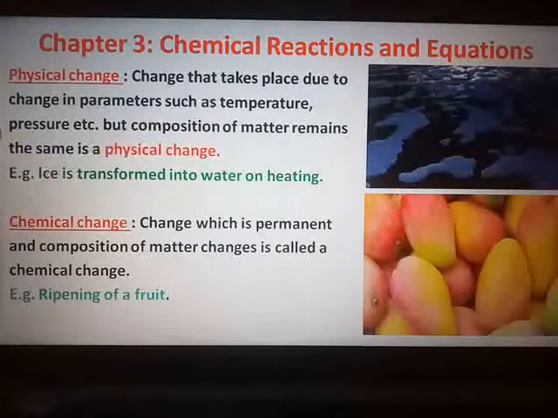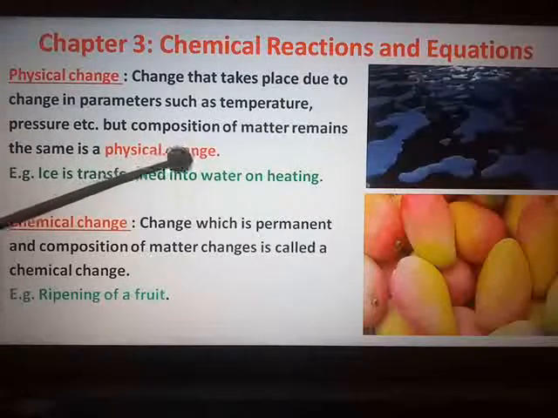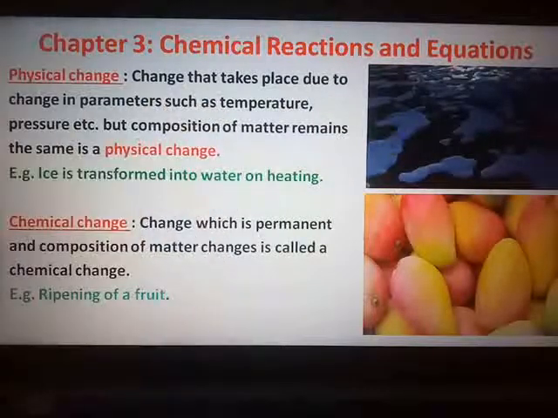But the composition of matter remains the same is a physical change, and an example is ice getting transformed into water on heating. Here, this change of ice into water is due to the change in temperature. You are heating ice. You are providing heat to the ice. So even though a reaction is taking place, the change here is temporary. Once the ice is transformed into water, water can be retransformed into ice on cooling. So the composition of matter here remains the same. The change is temporary and hence it is called a physical change.